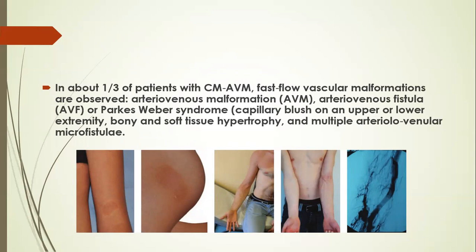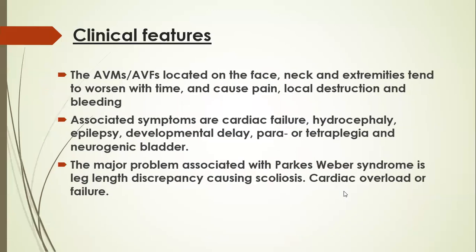arteriovenular microfistulae. So the Parkes Weber syndrome comes in this category, which is characterized by a capillary blush due to congenital capillary malformation, mainly on the upper or lower extremity, soft tissue hypertrophy, that is both the skin and muscular hypertrophy, and multiple AV microfistulae.